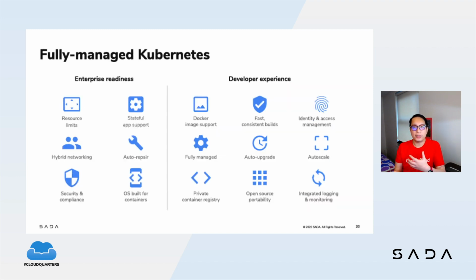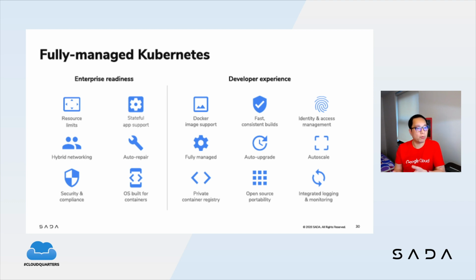The fully managed Kubernetes provides the following best practices and benefits. For enterprise readiness, we can provide resource limits. We provide hybrid networking. Right now, GKE supports multiple cloud environments, and Anthos supports hybrid cloud and even on-prem with bare metal. The overall operation of Kubernetes on GKE is so well proven. We provide auto repair, an OS built for containers only, and security and compliance certification for all the environments. The developer experience is fully managed.